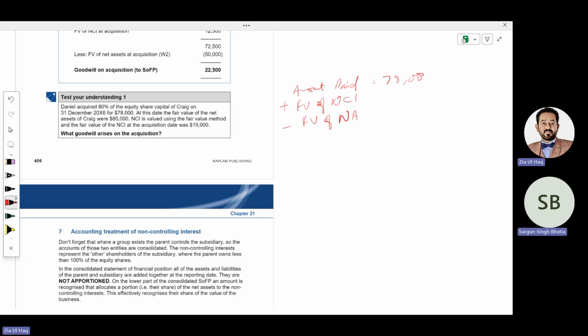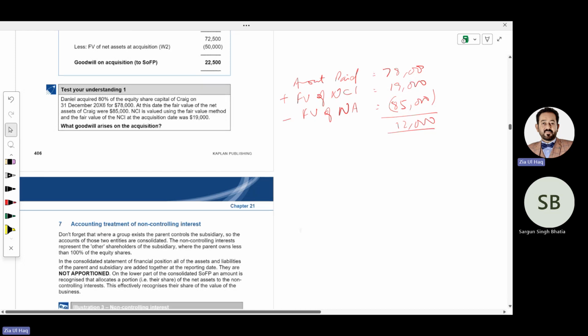What is the non-controlling interest fair value? So it's 19,000. The fair value of net assets is 85,000. So 12,000 is the answer. Simple. Okay, moving on.